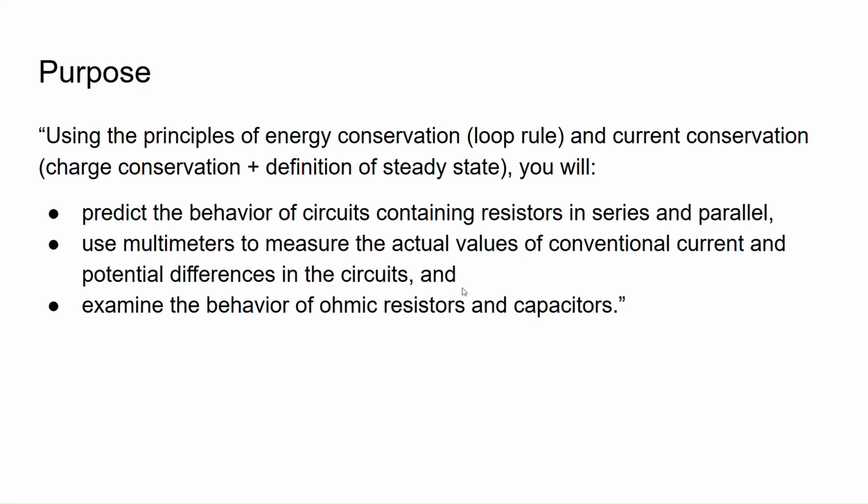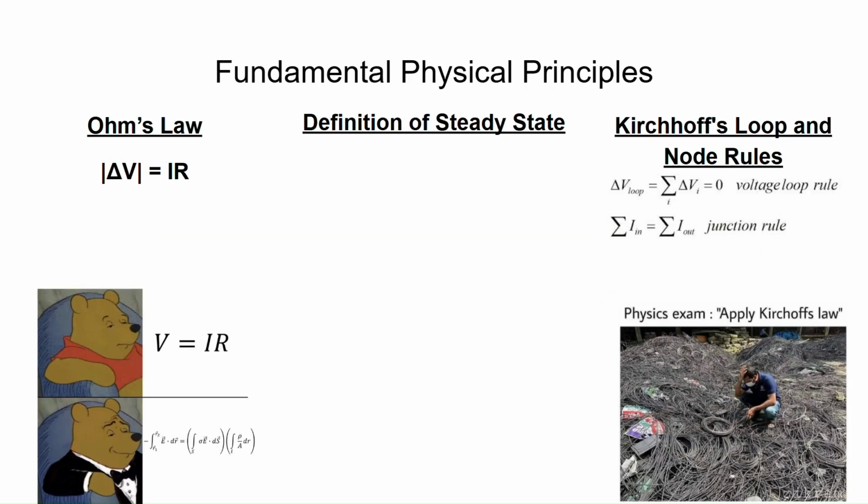Introduction. The purpose of this lab is, using the principles of energy conservation, loop rule, current conservation, charge conservation, plus the definition of steady state, to predict the behavior of circuits containing resistors in series and parallel, use multimeters to measure the actual values of conventional current and potential differences in the circuit, and examine the behavior of ohmic resistors and capacitors. Fundamental physical principles used in this lab: Ohm's law, definition of steady state, and Kirchhoff's loop and node rules.